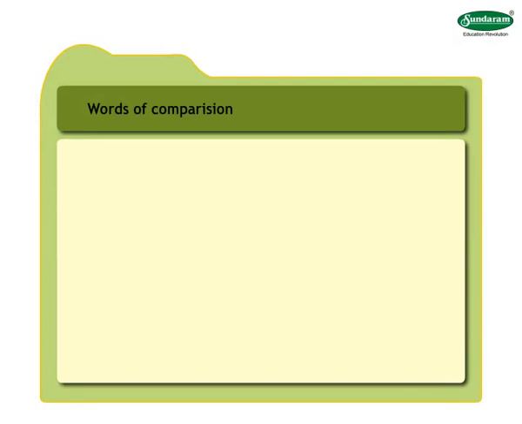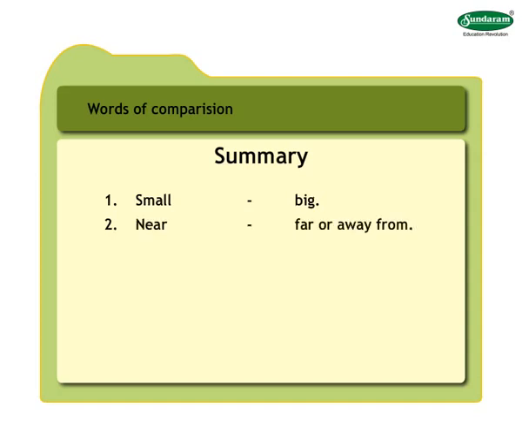Students, we have learnt many words of comparison in this chapter. Let us summarize them. Repeat the words with me aloud. 1. Small, big. 2. Near, far, or away from. 3. Behind, in front of. 4. To the left, to the right.